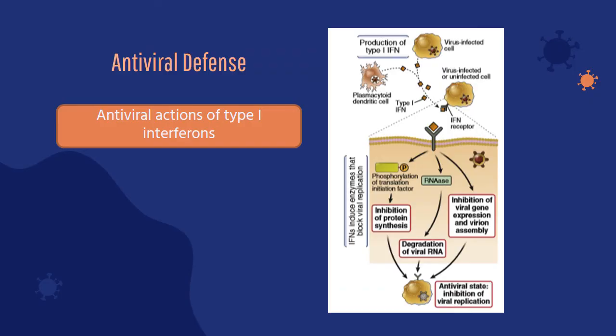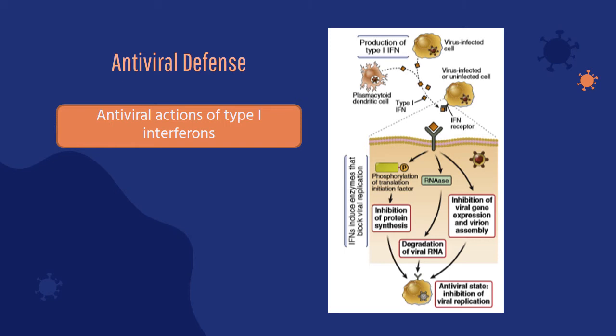Type 1 interferons are produced by plasmacytoid dendritic cells and virus-infected cells in response to intracellular TLR signaling and other sensors of viral nucleic acid. Type 1 interferons bind to receptors on the infected and uninfected cells and activate signaling pathways.